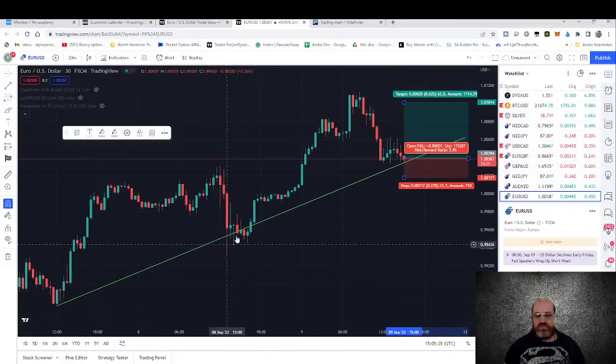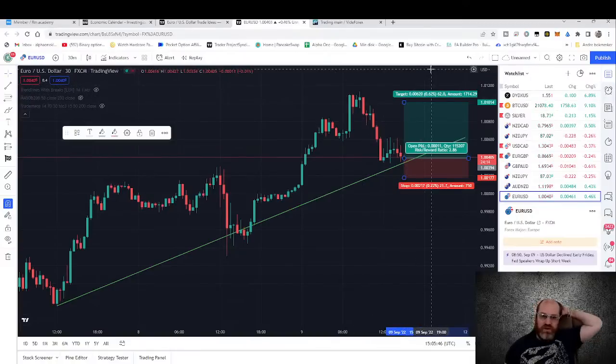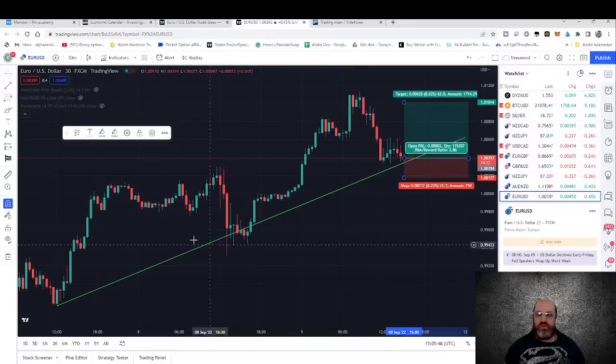And as we see, we come here and we get a higher high. Now we are just targeting the last high. So the probability is that we'll go even higher, as we see now in the short term, 30 minutes. So that's the reason for this trade.